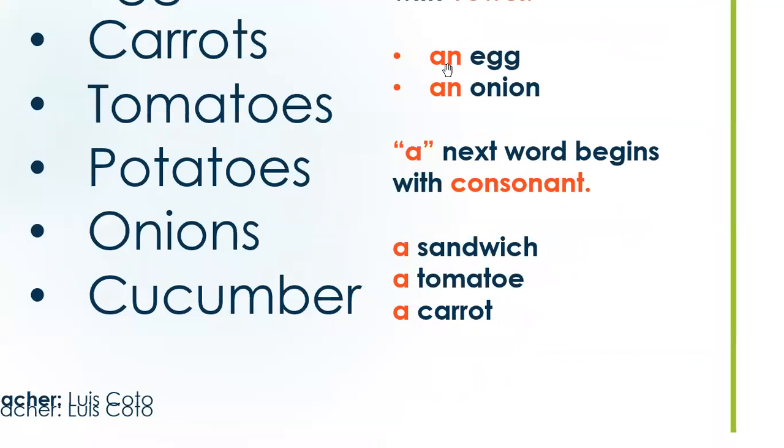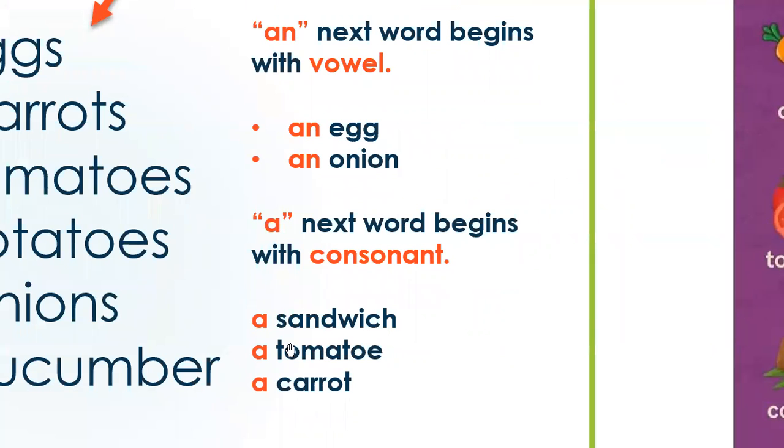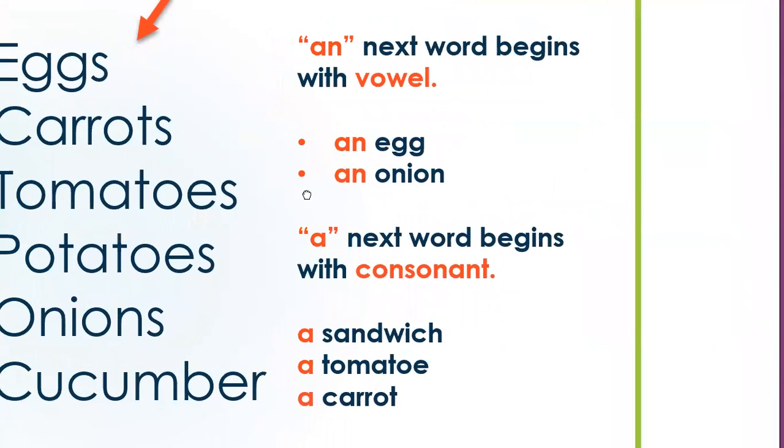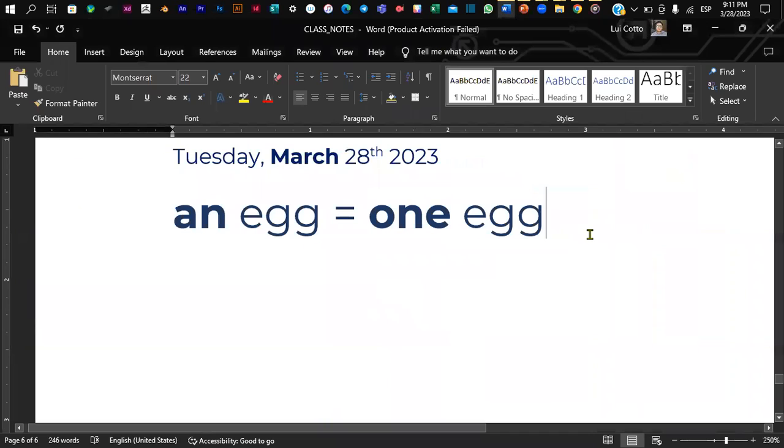But remember, an is for a vowel and a is for consonant. Okay. Clear? Is this part clear? Is it, guys? Is the explanation clear with the article? Yes, teacher. Okay. One example with a vowel. Think of a word beginning with a vowel.